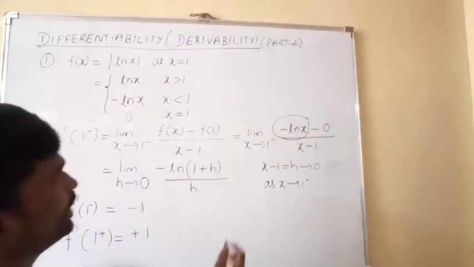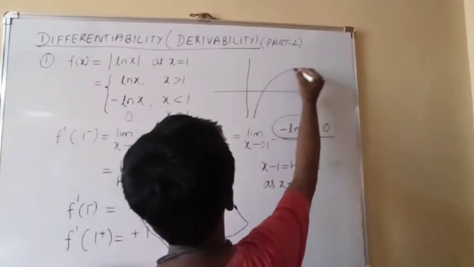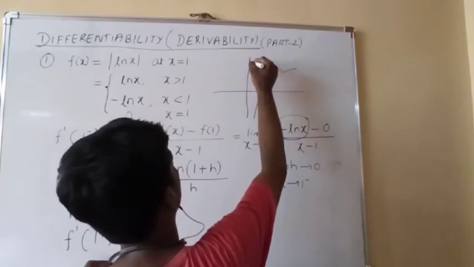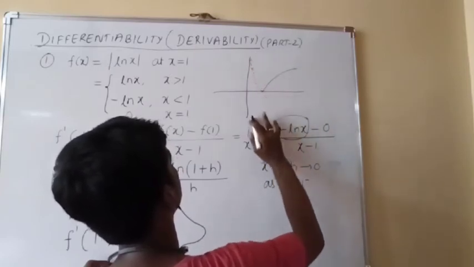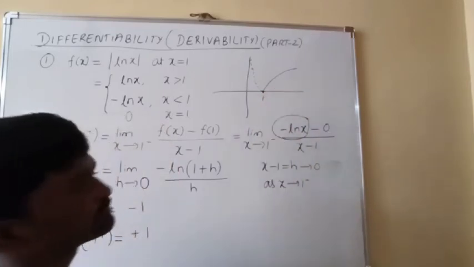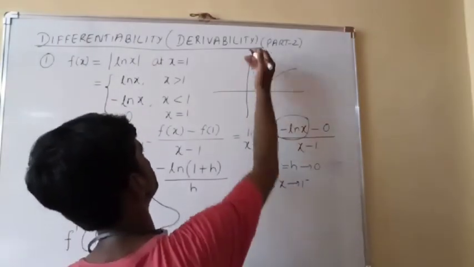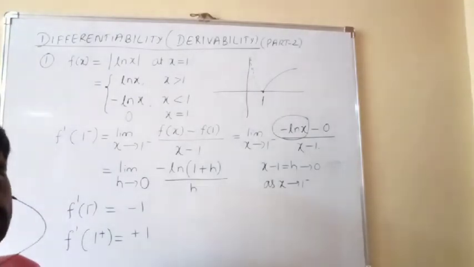So the graph you will get like this. This is the graph of log x, and this will be the graph of ln x. So there is a sharp edge at 1. This negative part, if you take its reflection with respect to the x-axis, you will get the mod log x graph.